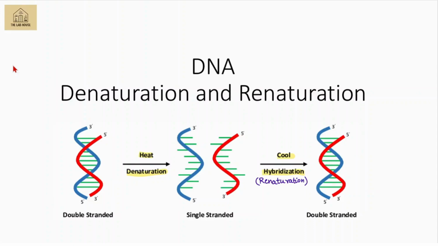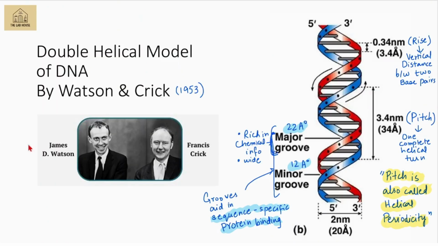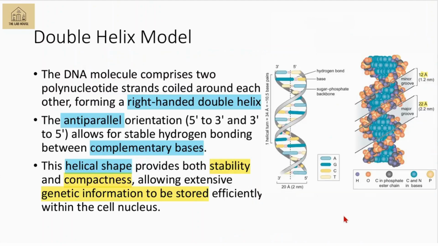Today we will discuss DNA denaturation and renaturation. In the previous video we discussed the molecular structure of DNA. We see that the DNA contains major groove and minor groove, the rise of 0.34 nanometer and the pitch, which is also called helical periodicity, of about 3.4 nanometer. The diameter is about 2 nanometer.